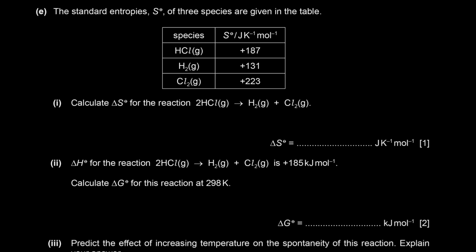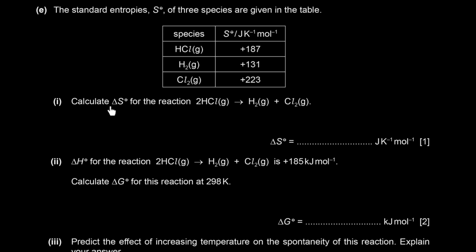The standard entropies of 3 species are given in the table. Calculate the standard entropy change for this reaction. Now we know that the standard entropy change is the standard entropies of the products minus the reactants. So here the products are H2 and Cl2, that is 131 and 223, minus 2 times the entropy of HCl, so that's 2 times 187. So what is the entropy change here? Negative 20 joules per Kelvin per mole.